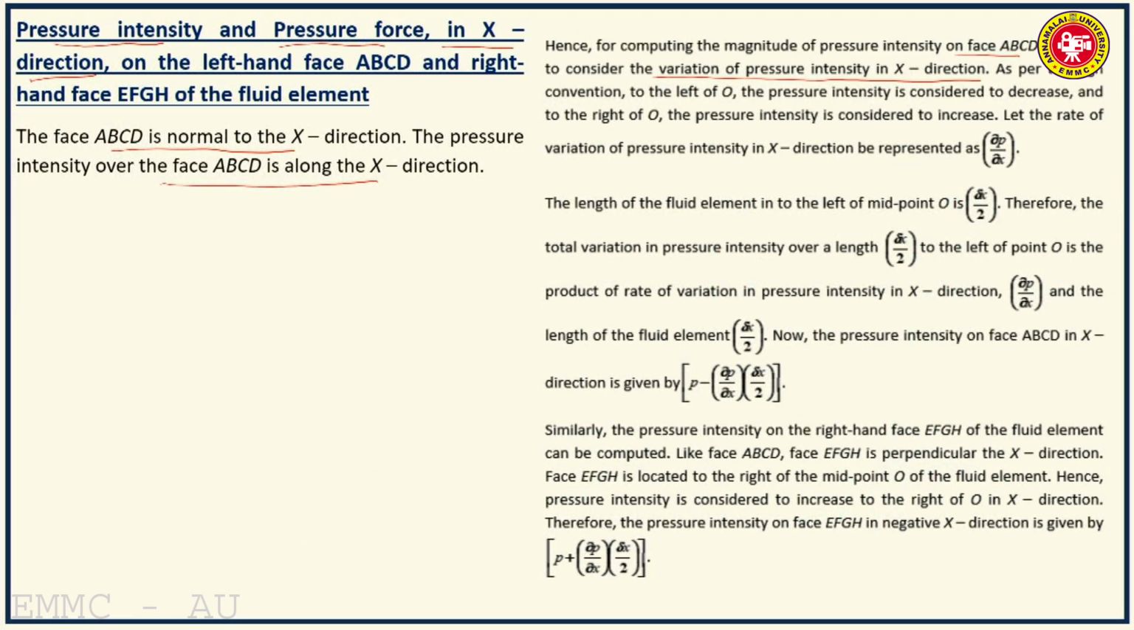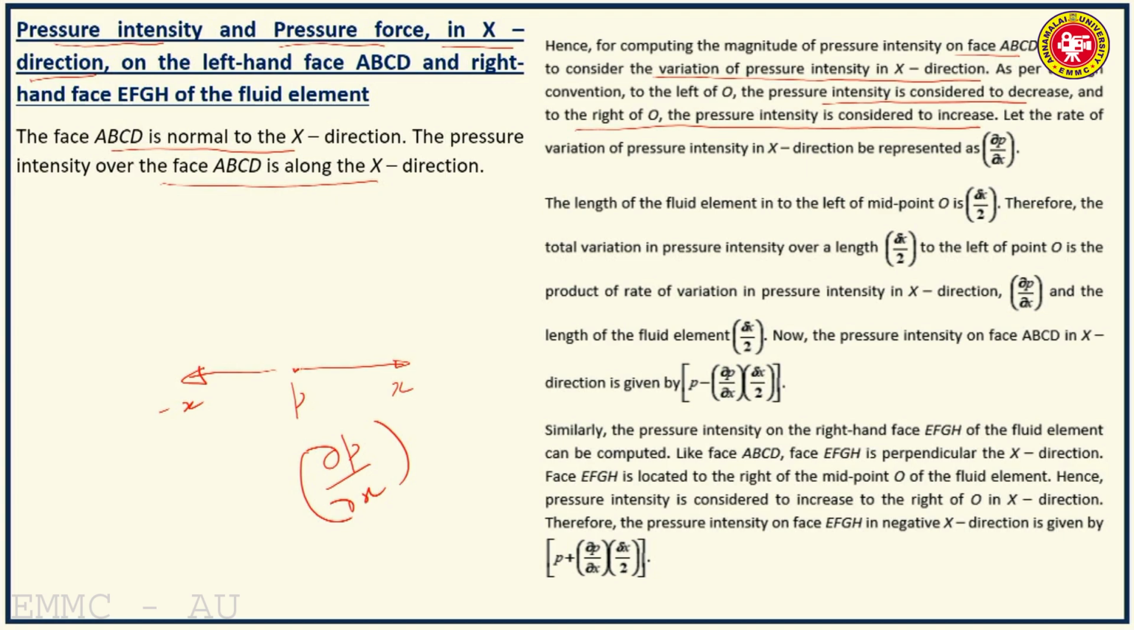Okay. So the pressure intensity at O, say here at O, is p. Towards the right, that is the positive x direction, it is considered to increase, whereas in the negative direction of x it is considered to decrease. So left of O the pressure intensity is considered to decrease, and right of O the pressure intensity is considered to increase. So let the variation of pressure intensity in x direction be referred to as dou p over dou x, dou p divided by dou x.